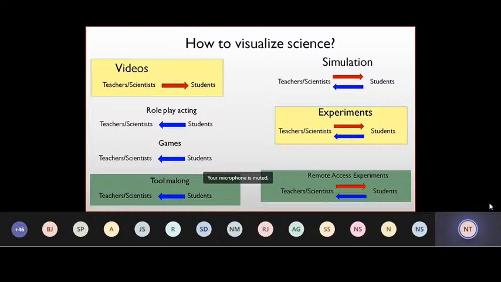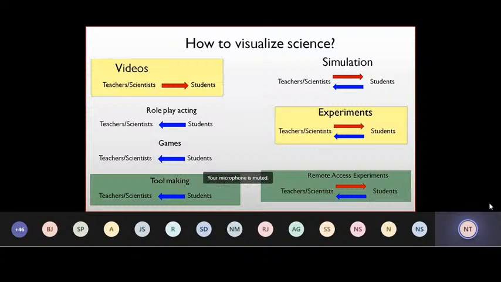Whereas simulation is a two-way communication, where teachers and scientists can create a simulation structure, then students can put in data and see what is happening. So this is a two-way communication. Similarly, experiments, the experiments students do in their physics lab and chemistry lab. I don't know whether they have a maths lab or not. In experiments also, it is a two-way communication. One thing we are thinking about, we are really ideating, is how we can do remote access experiments, which teachers can definitely talk about.